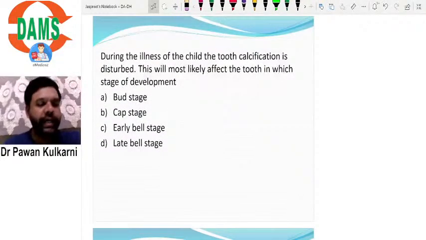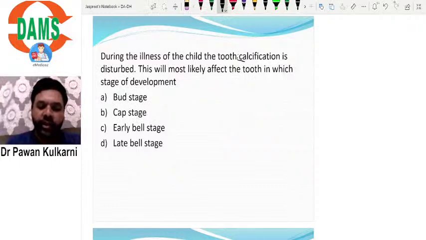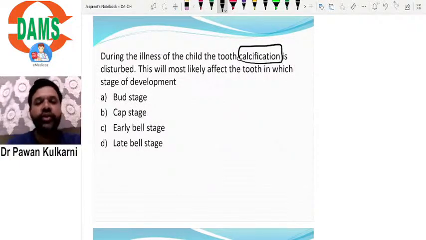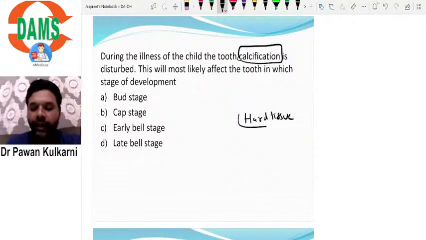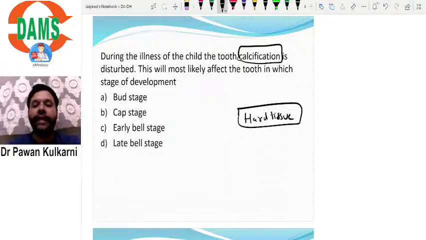Moving on to the second question. During the early illness of the child, the tooth calcification is disturbed. Calcification means hard tissue formation is disturbed. This will most likely affect the tooth in which stage of development? In other words, they are asking in which stage hard tissue, that is enamel and dentine, is formed. It occurs in the late Bell stage.